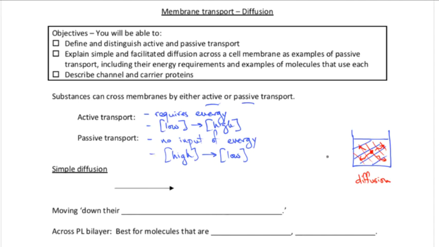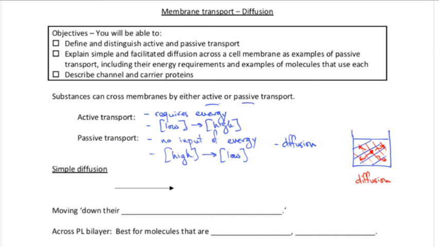Now, diffusion can also happen across a membrane. There's no membrane here, but it can happen across a membrane. Similarly, with no input of energy and moving substances from high to low concentration. And that then, if it's across a membrane, would be considered passive transport. Diffusion across a membrane is passive transport.